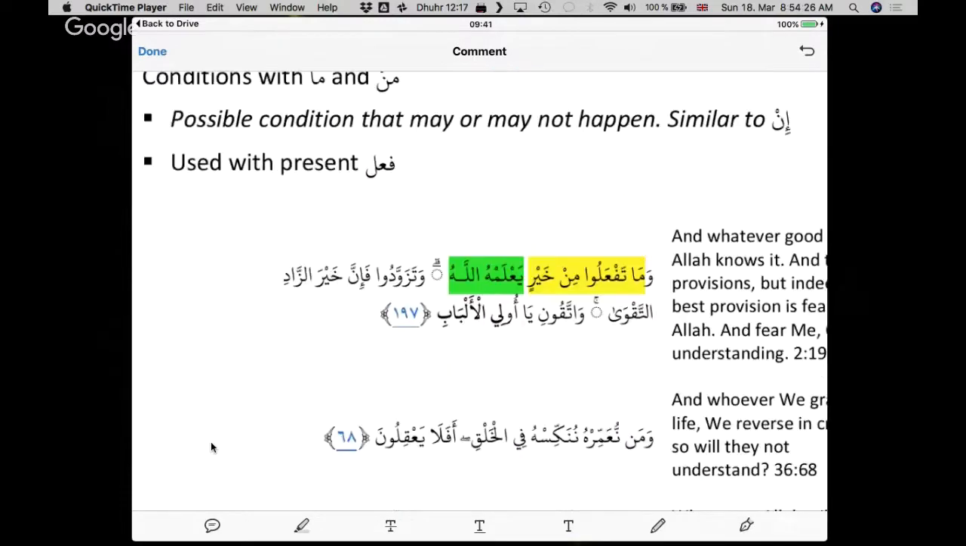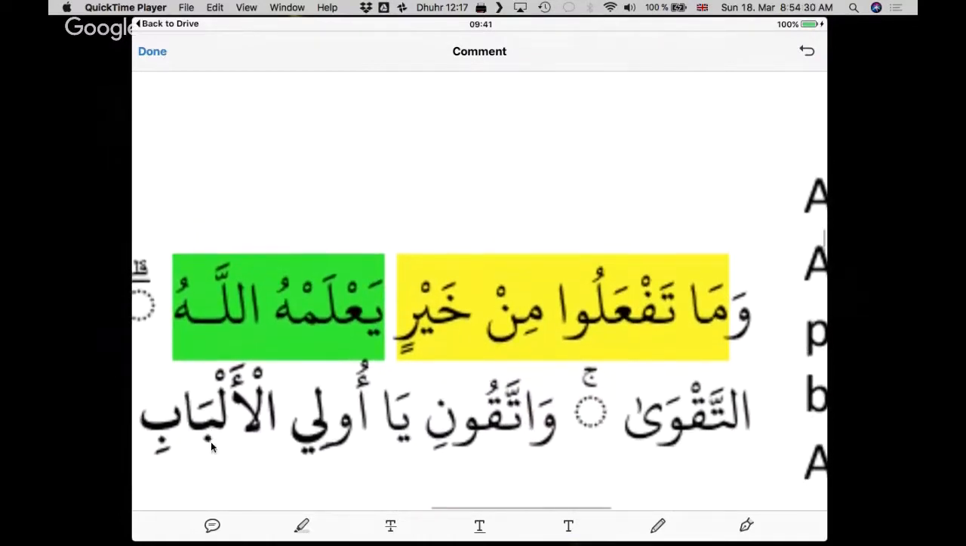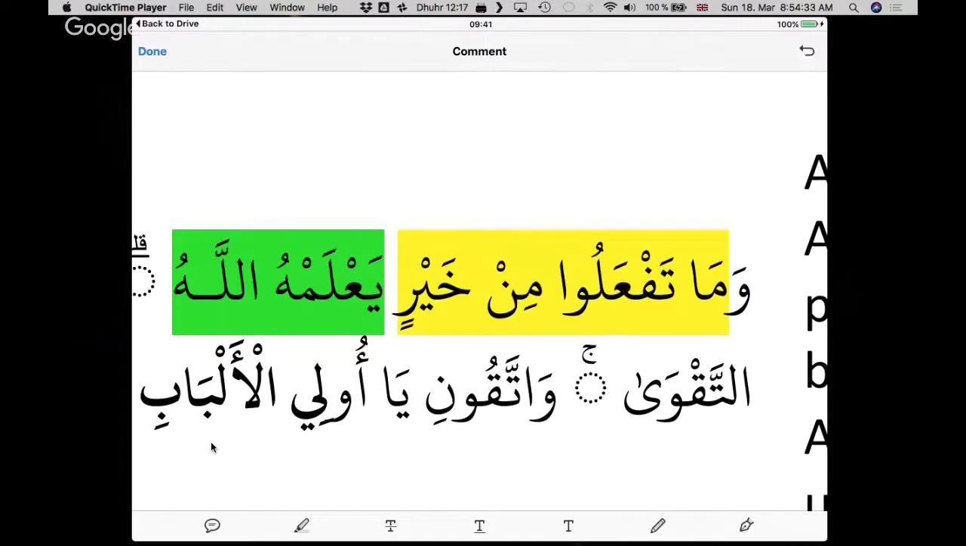Now let's look at this example. وَمَا تَفْعَلُوا مِنْ خَيْرٍ. Min khairin. Okay, whatever you all do for good, or with good, or from good, whatever you all do from good. Now what we see here is a ma, and right after ma, taf'aluna. Taf'aluna was the full form of the fi'l, but it is not used as taf'aluna. It is used as a lightest form. There is no noon in the end, so it has been made lightest. So it gives me an indication that this is likely to be a condition.